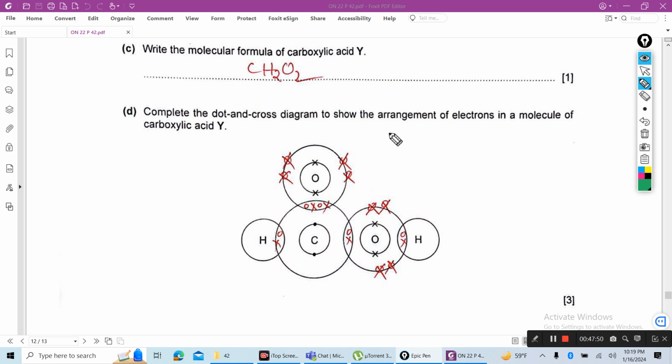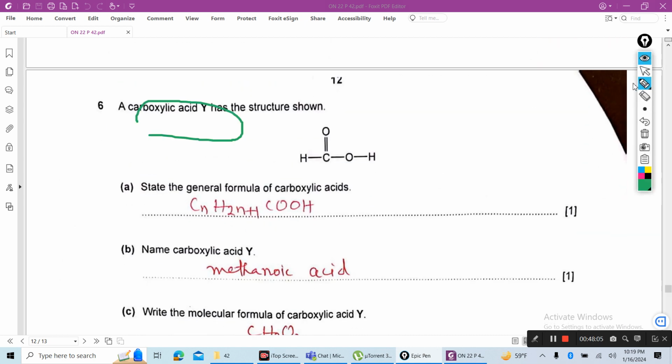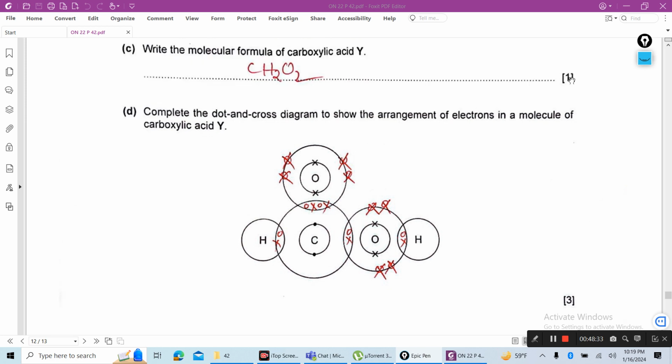Complete the dot and cross diagram to show the arrangement of electrons in a molecule of carboxylic acid Y. You see, from the displayed formula of carboxylic acid, this is a double bond. So this will be 4 electrons. One single bond shares 2 electrons, so a double bond contains 4 electrons, and any single bond contains 2 electrons. 1 dot 1 cross, here 1 dot 1 cross. And oxygen is a group 6 element. It has 6 electrons in its outer shell.